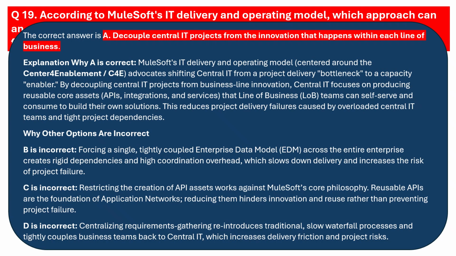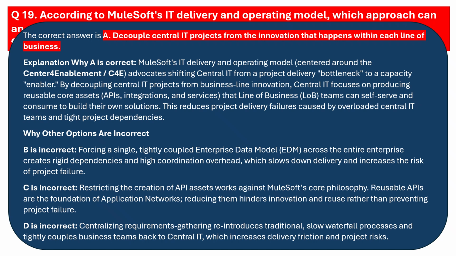The correct answer is A. Decouple central IT projects from the innovation that happens within each line of business. Explanation why A is correct. MuleSoft's IT delivery and operating model, centered around the Center for Enablement, C4E, advocates shifting central IT from a project delivery bottleneck to a capacity enabler.